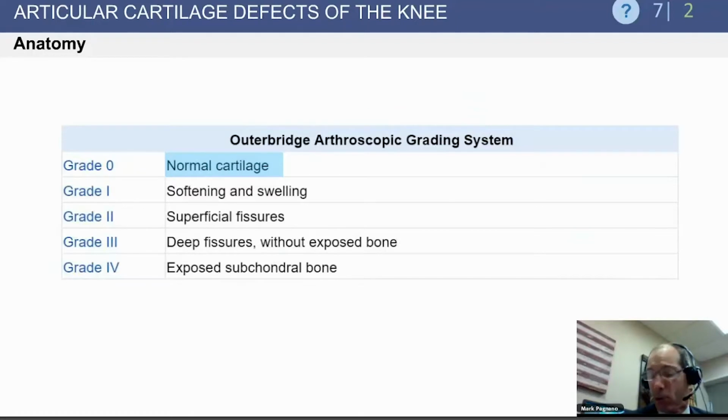So there are 2 major classification systems that are really just knockoffs of each other. The Outerbridge is most commonly utilized, and I think most of us are familiar with this. Grade 4 represents full thickness articular cartilage loss with exposed subchondral bone, and then you can see the other grades in step there.